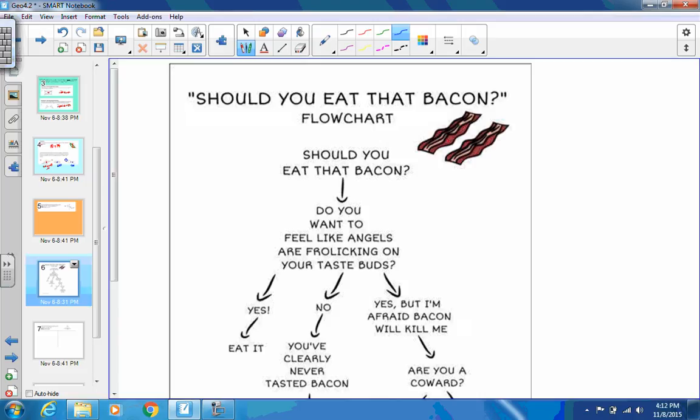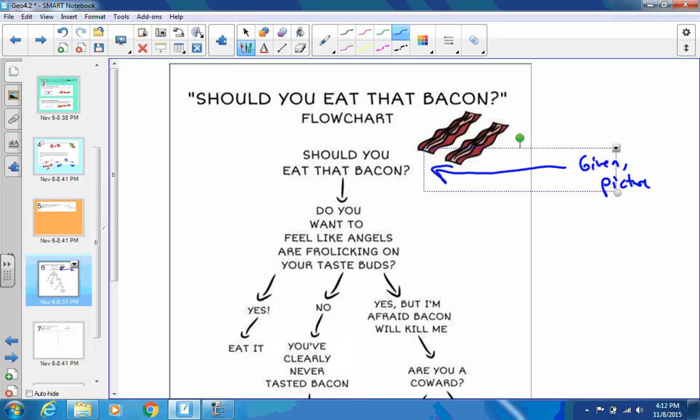This is one that I found that was just about bacon. Should I eat that bacon? And it's a flow chart, or a flow proof. The idea behind a flow proof is that you start with, there could be more than one thing, but the first thing or two would be given and stuff from the picture. And then from there, you just give things that you know about them. So if you're given that two lines are parallel, you can show that this angle is congruent to that angle, by whatever reasoning there is. You have to put the reasoning in parentheses.